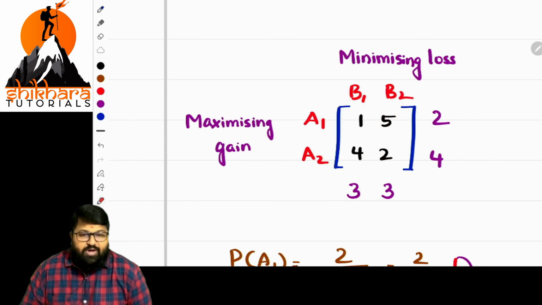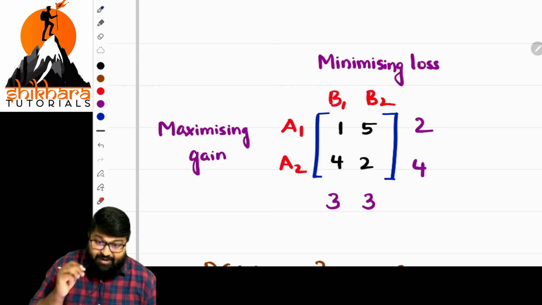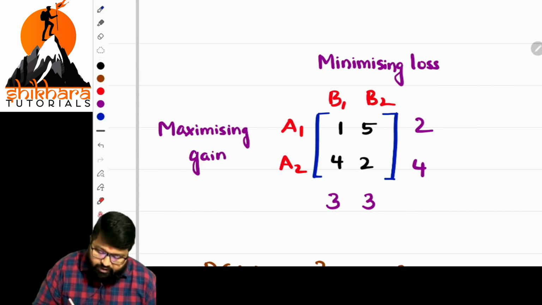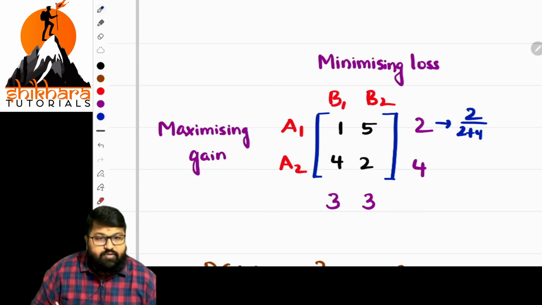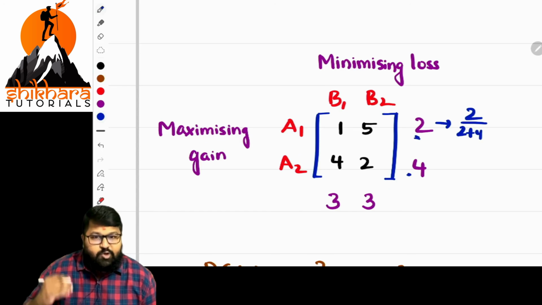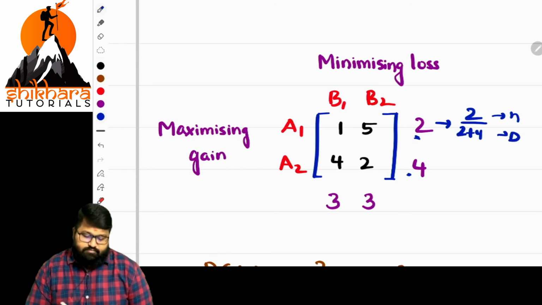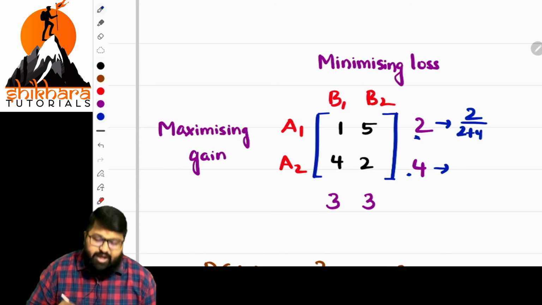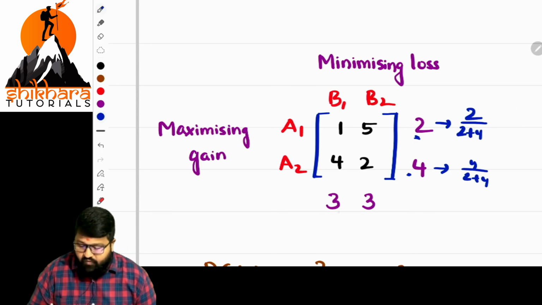Now, how to calculate probability, sir? Probability is very easy. I'm repeating again because probability is most important. For this point, the probability is 2 by 2 plus 4. Whatever values you got, you put them in the denominator. This is the numerator and this is the denominator. Now, what is the probability for the A2 strategy? That is nothing but 4 by 2 plus 4. Now, for this, 3 by 3 plus 3 and 3 by 3 plus 3. This is the probability calculation.